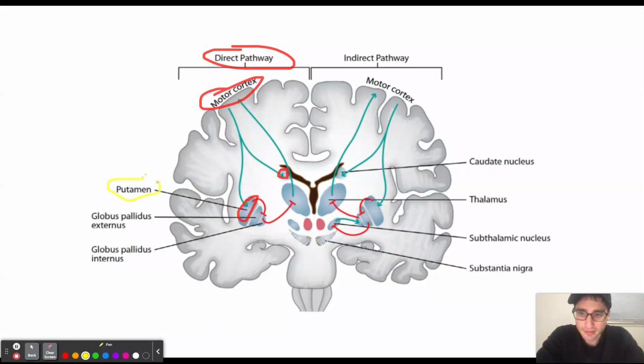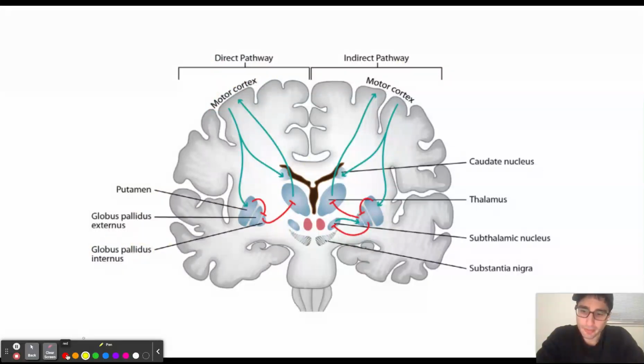So now the putamen over here is going to send out GABA to the globus pallidus internus, which is over here. So GABA is an inhibitory neurotransmitter. As a result, this is going to inhibit the function of the globus pallidus internus. The normal function of the globus pallidus internus is going to be to inhibit the thalamus by sending out GABA. But because it has been inhibited by the putamen, it is not able to inhibit the thalamus. As a result, the thalamus is going to be able to stimulate the motor cortex, and that is going to increase movement.